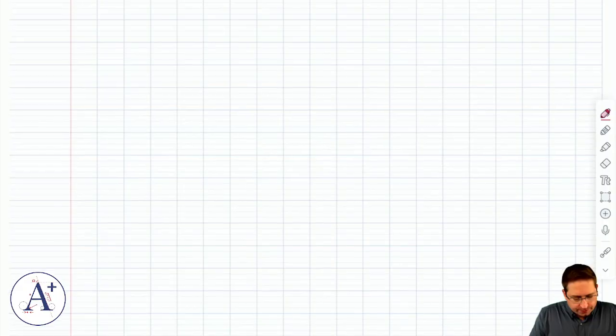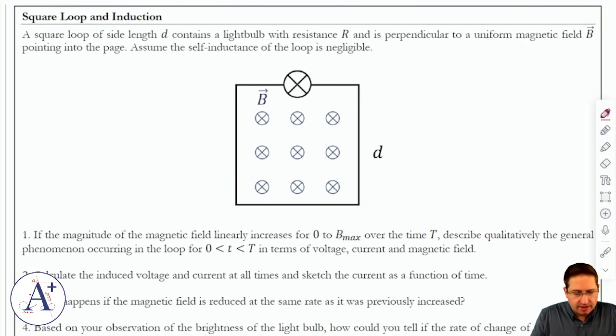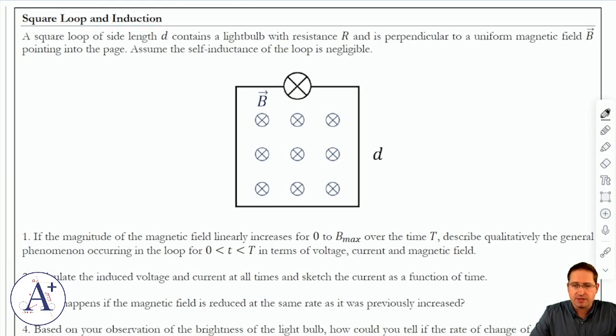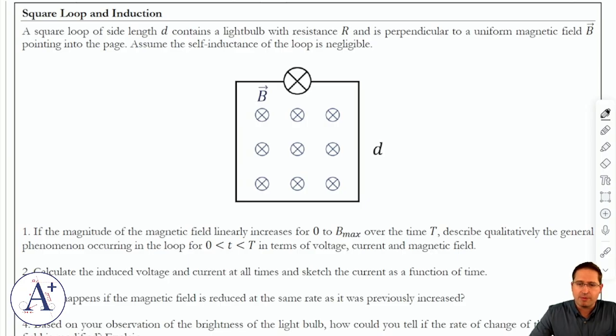Okay, so let's come down here. Let's have a look at this thing. It's also meant to slowly work us up to knowing how to deal with these induction problems. So we're not going to do a problem that's insanely difficult right off the bat. So here we have a square loop, side length D.